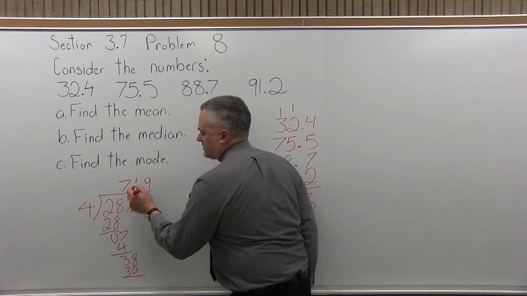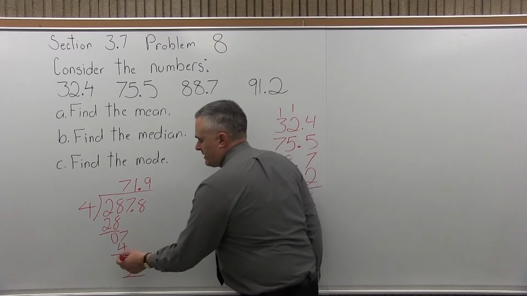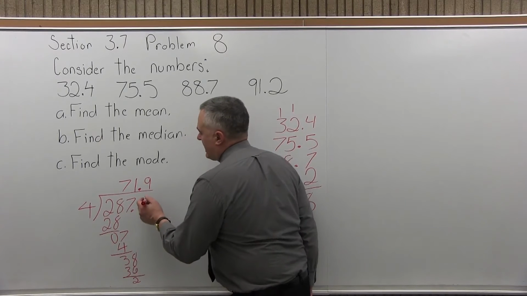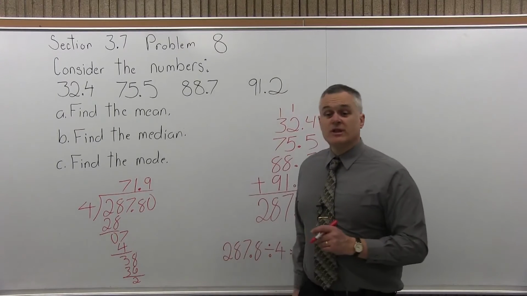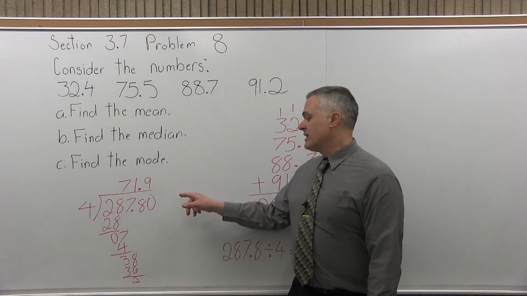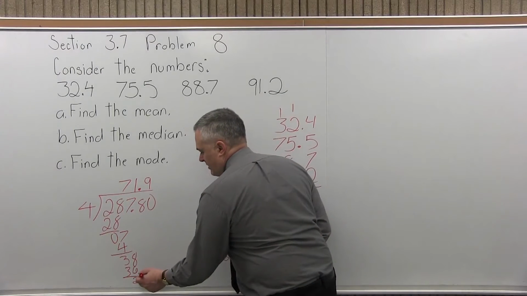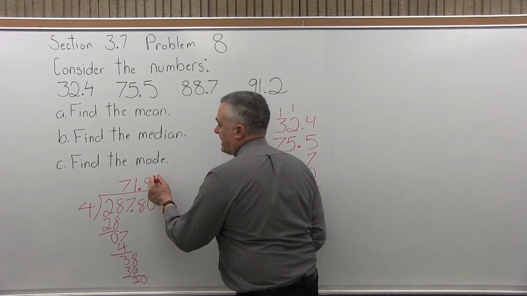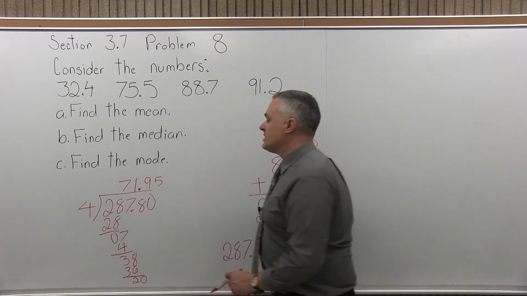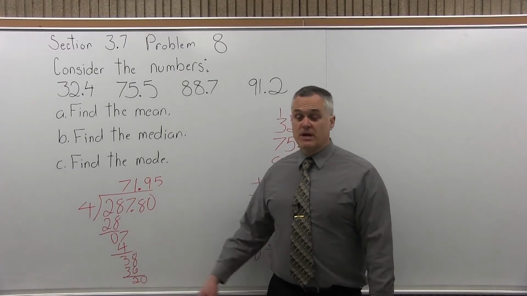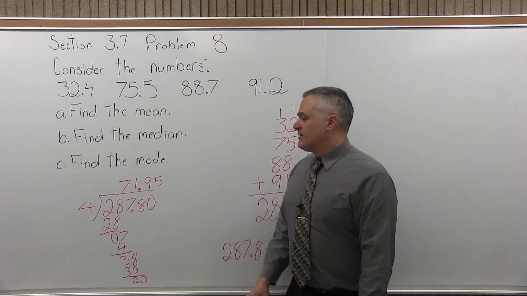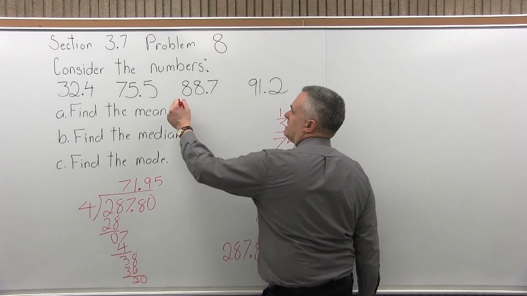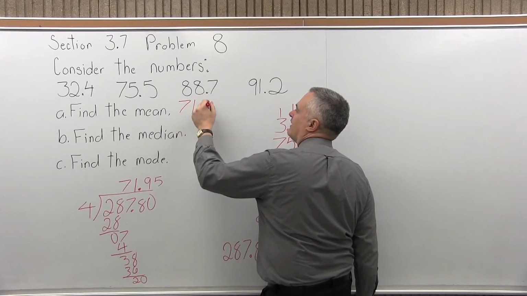And I have to bring my decimal straight up. And it didn't go in evenly, so I have to keep going. 38 minus 36 is 2. Now, there is no next digit, but I can fill in a 0, make it 287.80. Bring that 0 down, and now something times 4 gets me exactly 20. I'm out of room at the bottom, but I would have another 20. 20 minus 20 is 0. So it ends at 71.95. That's the mean or average value of that list of numbers. 71.95.